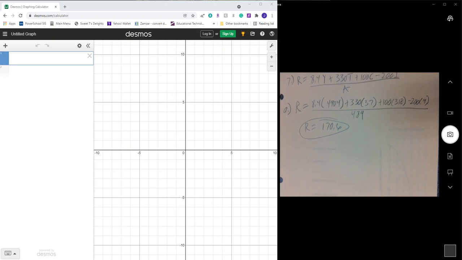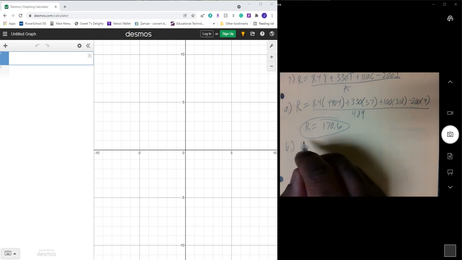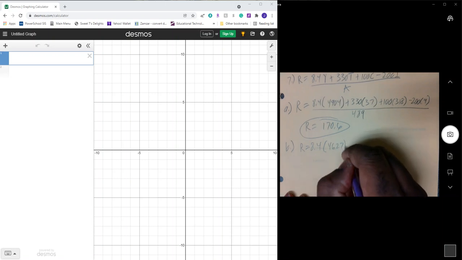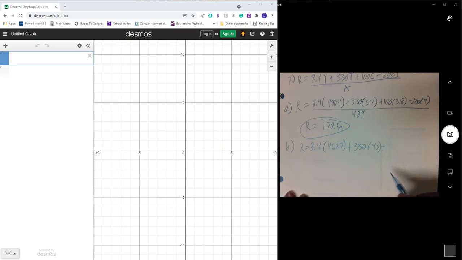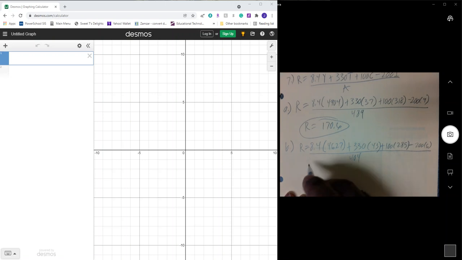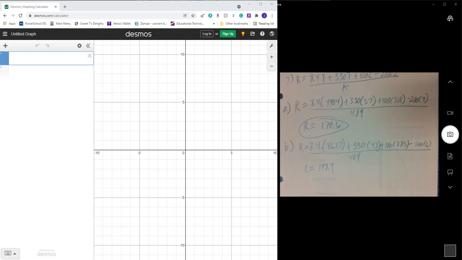Okay, now our next part, we have B. It says determine the quarterback rating for Baker Mayfield. So we basically do the same formula, but just using Baker's stats. So we have 4,627 plus 330 times 43 plus 100 times 285 minus 200 times 6, all divided by 404. And so this quarterback's rating is 198.9, rounded to the nearest tenth.